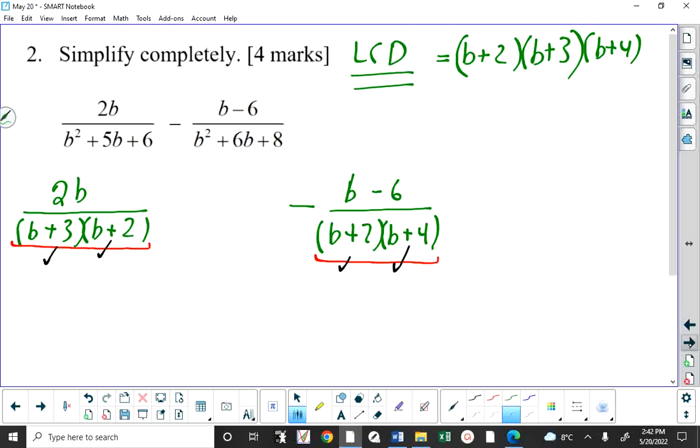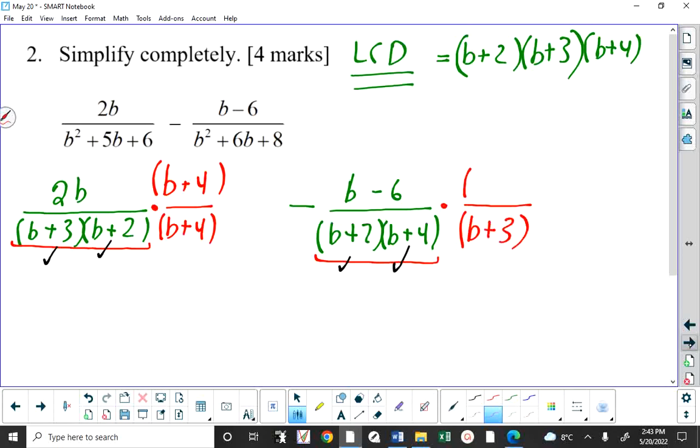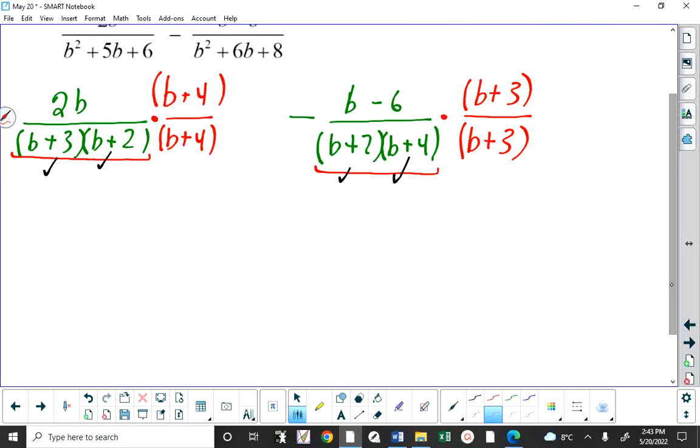What does this mean? It means that I need to multiply the top and the bottom of each of these fractions by something to get the new denominator. Well, if I want to get b plus 2, b plus 3, b plus 4, and the first fraction already has b plus 3 and b plus 2 in the denominator, then I need to multiply the top and the bottom by b plus 4. The second fraction already has a b plus 2 and a b plus 4. It's missing the b plus 3, so I have to multiply the top and the bottom by b plus 3. And now I can put these together.